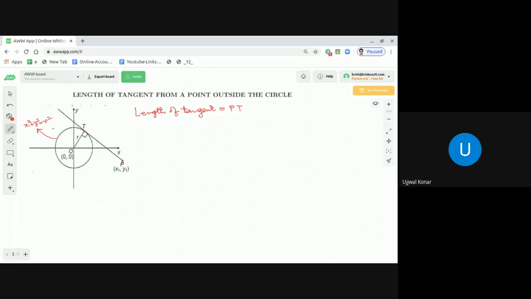As we know the equation of the circle, we know the radius, that is r. So we get OT is equal to r, and we can also find OP. OP is equal to square root of, as we know the coordinates of the point O and the point P, it is pretty simple, x1 minus 0 whole square plus y1 minus 0 whole square, correct? So that is equal to square root of x1 square plus y1 square. That is the value of OP, correct?